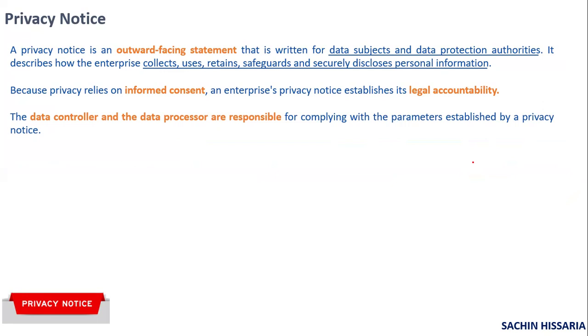Now, what is a privacy notice, guys? A privacy notice is an outward facing statement that is written for the data subject. Who is a data subject? The customer. So the company will write certain outward facing statements for their data subjects and the data protection authorities. It will describe how the enterprise will collect, use, retain, safeguard and securely disclose your personal information.